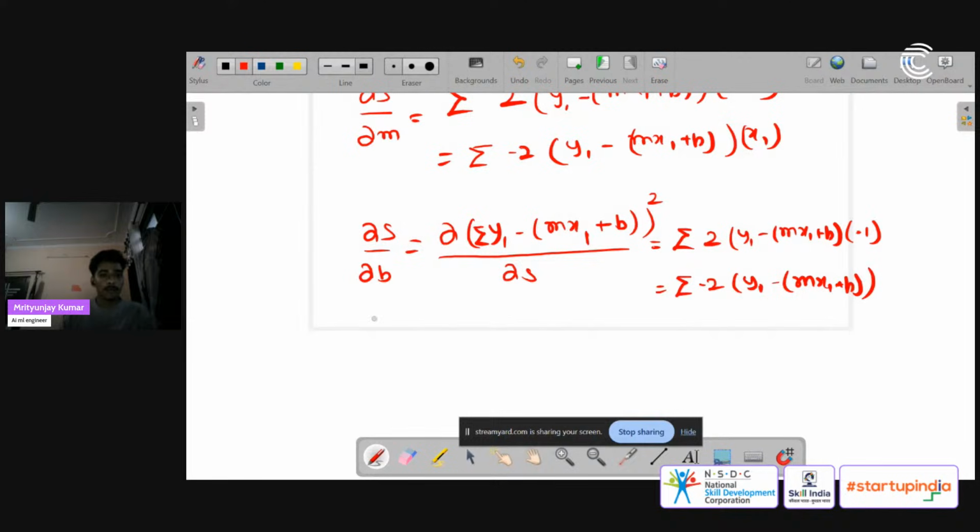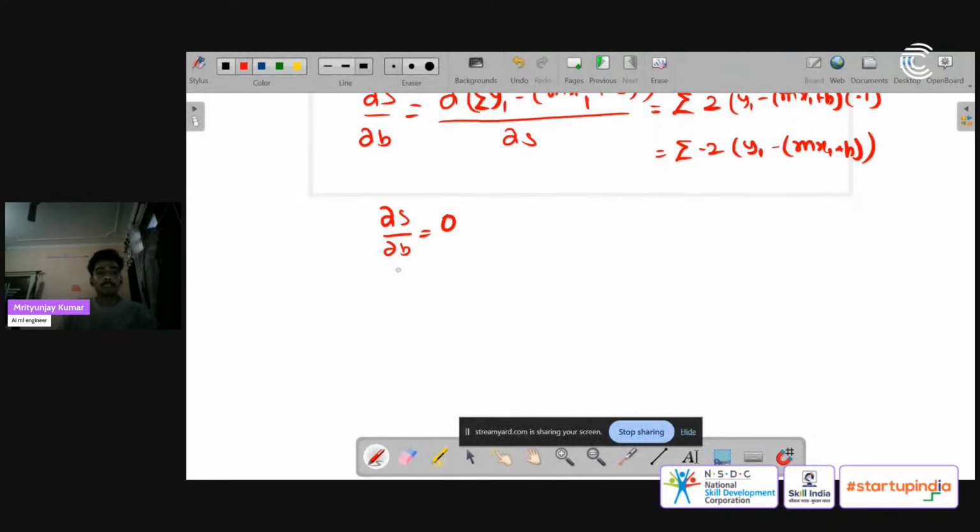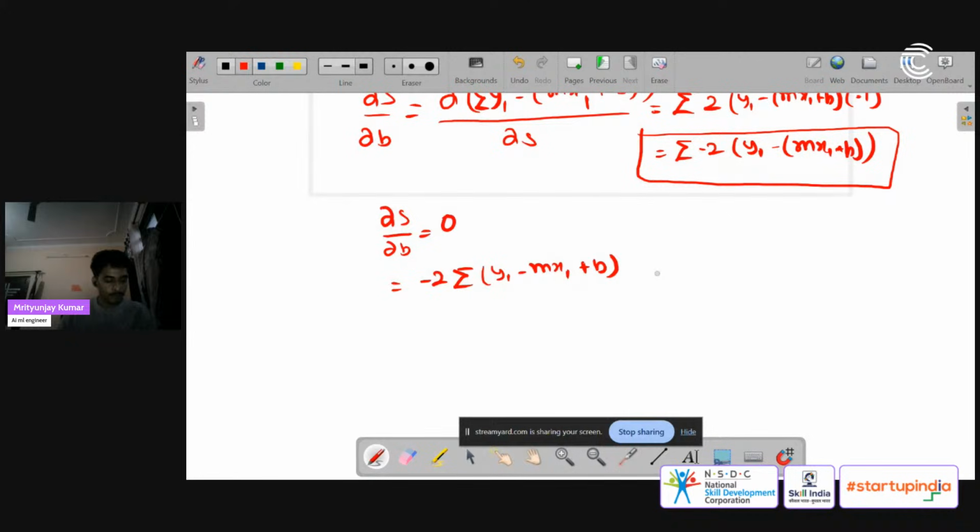Okay, so what will we do? ds by db is going to become equal to 0. And what is ds by db? We have this equation, this equation is our ds by db, right? So minus 2 summation of (y_i minus (mx_i plus b)) equal to 0. This summation is for every one, right?